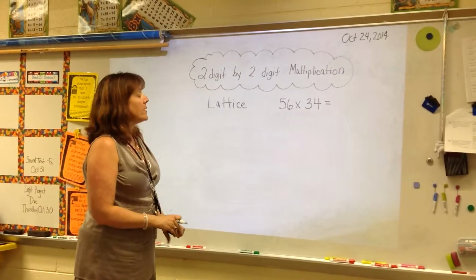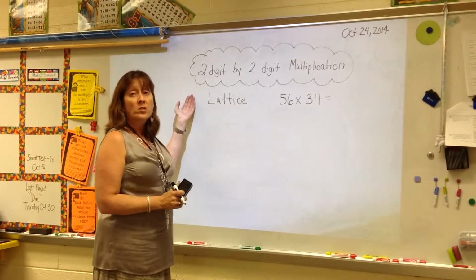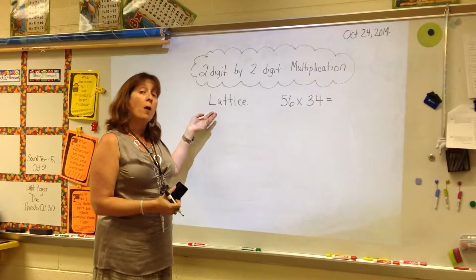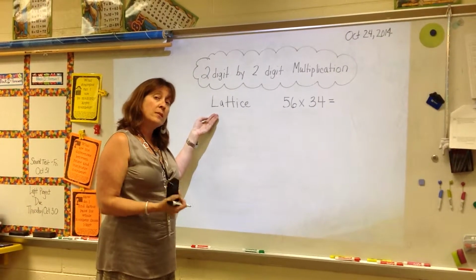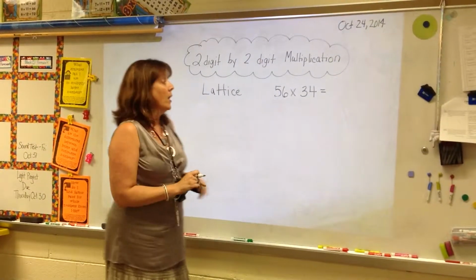This is a third way that boys and girls have learned how to multiply two-digit by two-digit multiplication problems. This is called Lattice. Most of you probably have not heard of it. The boys and girls seem to enjoy it. So we're going to do 56 times 34.